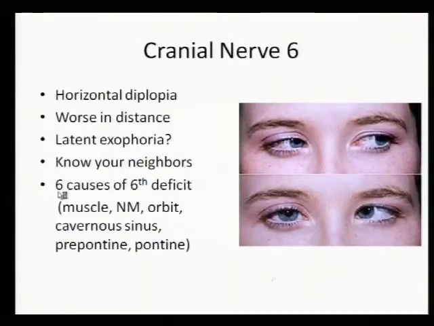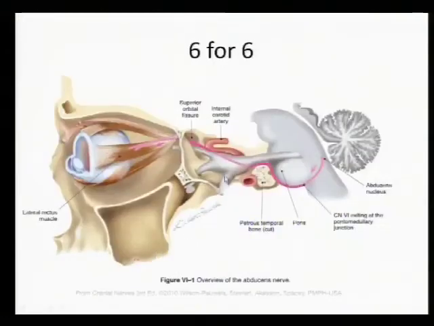And so I always thought this was a great mnemonic, six causes of sixth nerve, you know, six of six, but it's probably not very useful. You have muscle, neuromuscular, orbital, cavernous sinus, prepontine, and pontine is what we learned a long time ago.